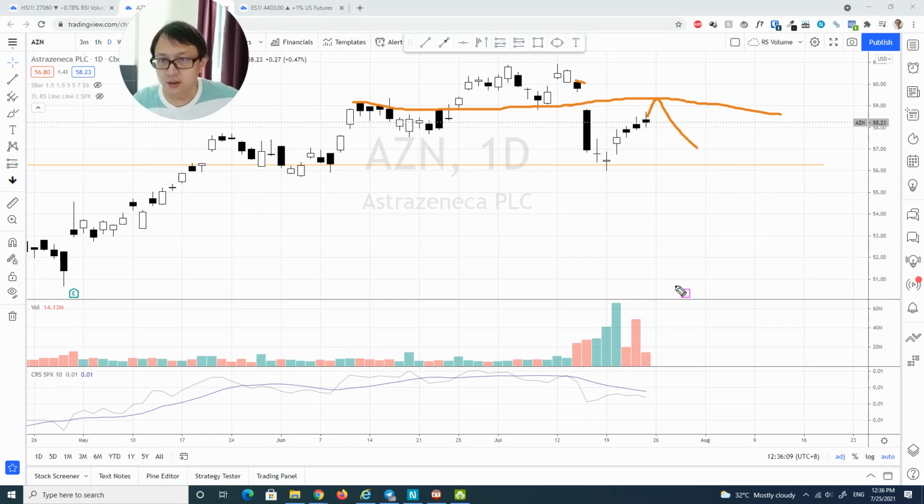All right, so suddenly there's a lot of absorption going on in these three bars, and probably on this bar as well, although it's a big bearish bar, but I think there is also some absorption or some buying on the way down as well. Okay, so that's AstraZeneca. Hopefully I answered your question.